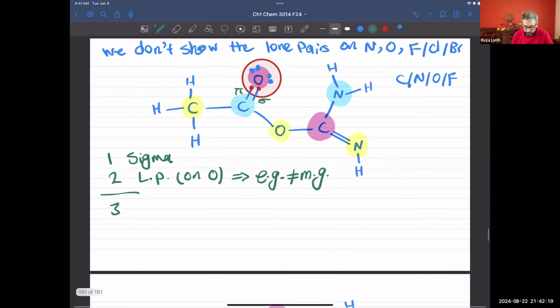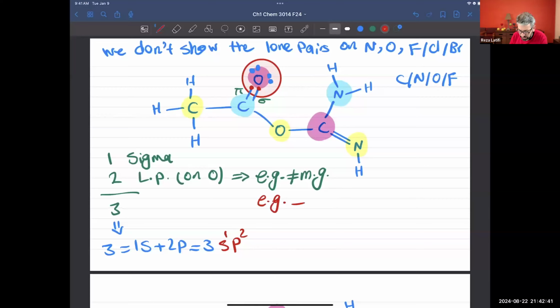Next, what's going to be the hybridization? Hybridization is going to be 1 from S, 2 from P, you get 3 orbitals of S1 and P2. So the hybridization is going to be sp2. But what's going to be the electron geometry? Because you got the hybridization sp2, it must be trigonal planar. So sp2 always is going to be trigonal planar.